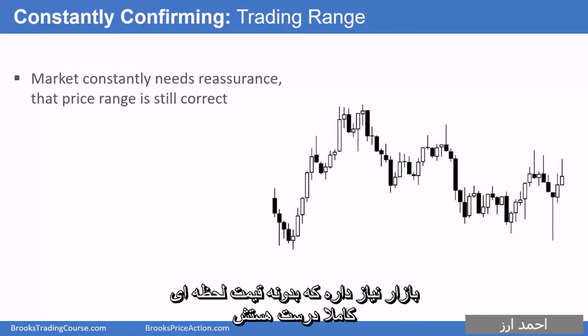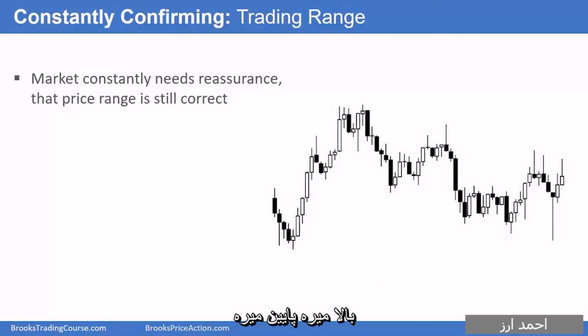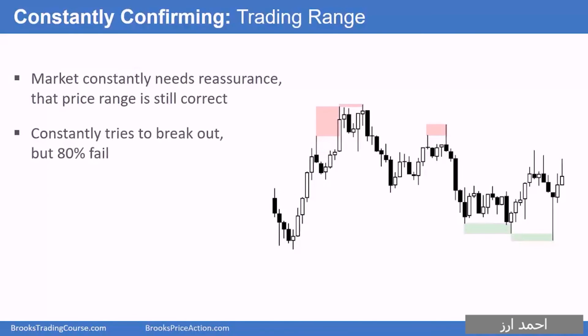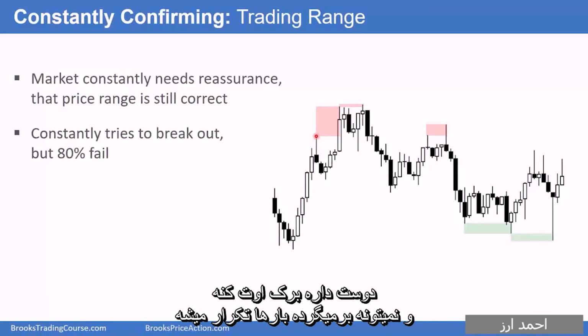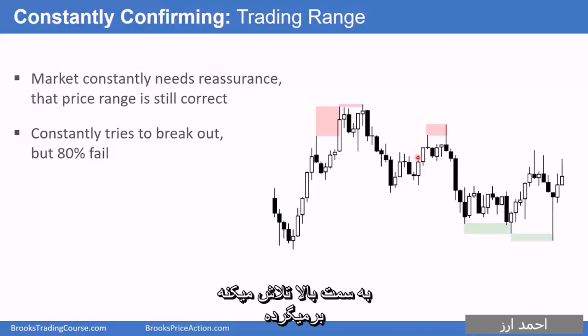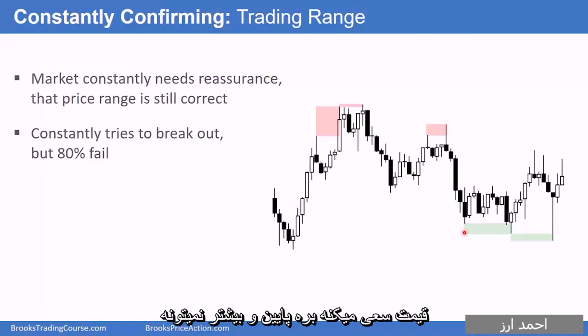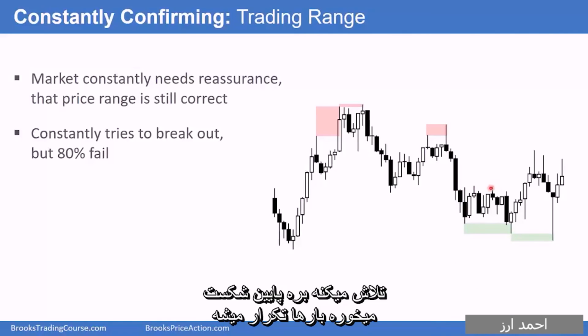Markets constantly need reassurance that the price is right, that the price range is approximately right. It probes up, it probes down. It's constantly trying to break out. It tries to break out, reverses down. Tries to break out, reverses down. Tries up, reverses down. It probes down. Maybe the fair price is down here, so let's try to get there. Cannot get there. Sellers stop, buyers get aggressive.